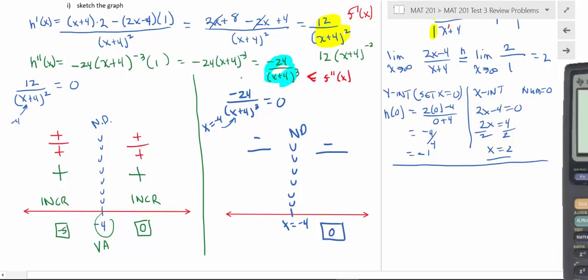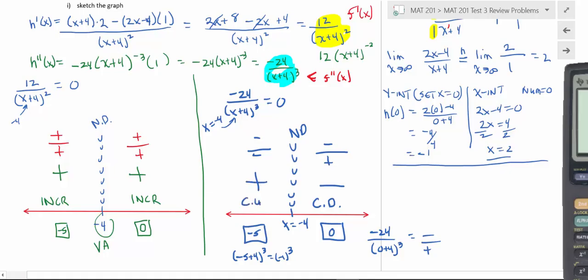If you plug that into the derivative, you would have -24 over 0 plus 4 to the third. Well, that's a negative over a positive. So that's a negative, so that means you're going to be concave down. Okay, let's take a test point of -5. If you do that, you're going to have a negative numerator. The denominator is just going to be -5 plus 4 to the third. That's -1 to the third, so that's negative. So you have a negative over a negative is a positive. That means that you're concave up.